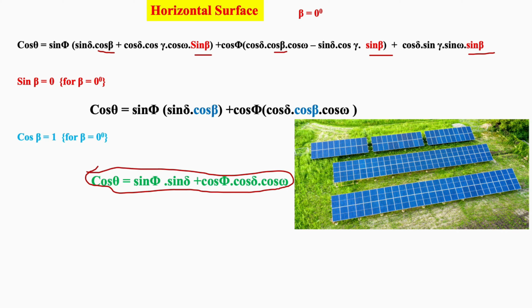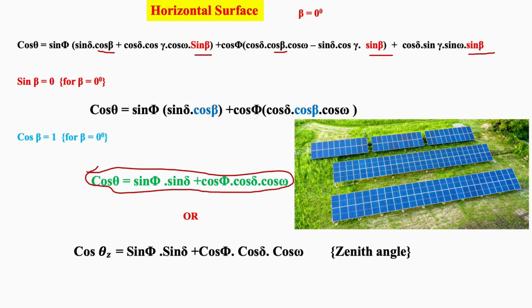Cos theta is equal to sin phi sin delta plus cos phi cos delta cos omega. Since the surface is horizontal, if you recall the definition of the angle of incidence or the zenith angle, the normal to the surface in this case is the line coming out from the center of the earth and passing through the point on the earth's surface, and hence the angle of incidence is equivalent to the zenith angle. So here we can replace cos theta with cos theta z also, both are one and the same thing.